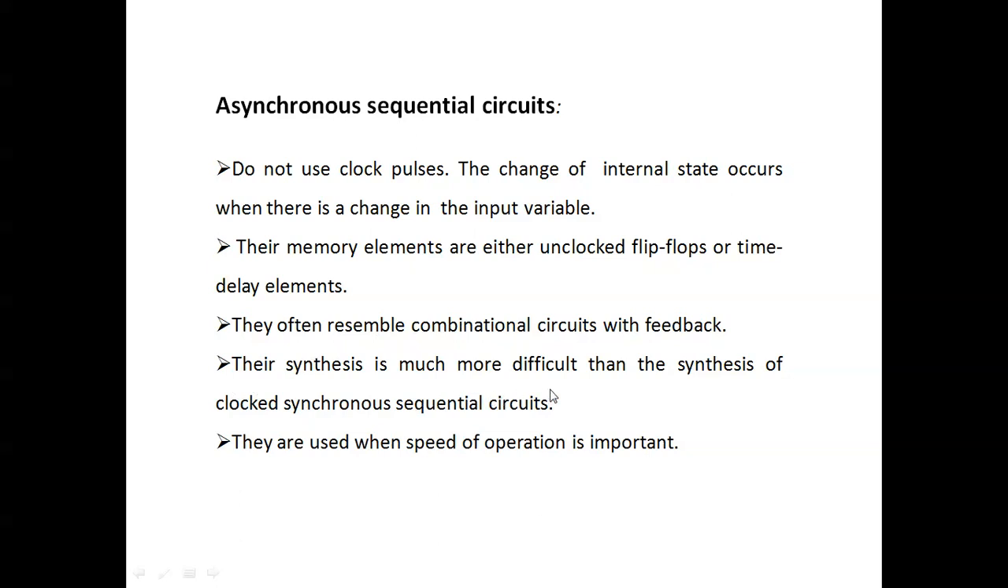Synthesis is much more difficult than synthesis of a clocked synchronous sequential circuit. But they are used where the speed of operation is important, so wherever speed is important, they use asynchronous sequential circuits.